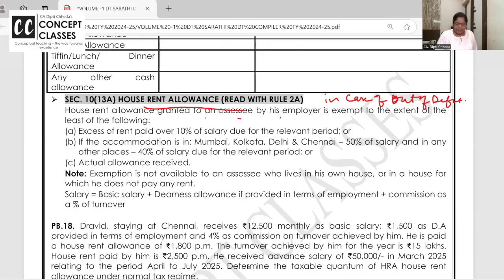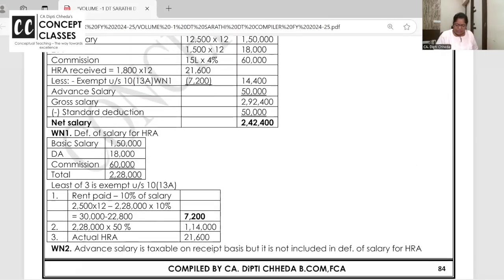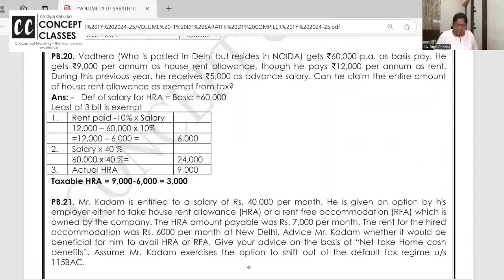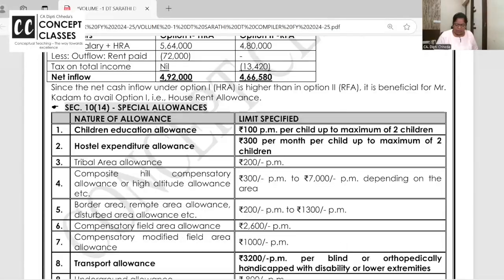House rent allowance: rent paid minus 10% of salary. Now, if you are not paying rent, you are staying in your father's house, this is zero. So, obviously, the exemption will be the least of the three, nil. Rent paid minus 10% of salary; 50% of salary if the accommodation is in a metro, or else 40% of salary; and actual HRA received. The least is exempt. Now, salary means basic, DA in terms of retirement benefit, and commission as a percentage of turnover. We have solved very nice questions on this in class, and I have given you one homework also.